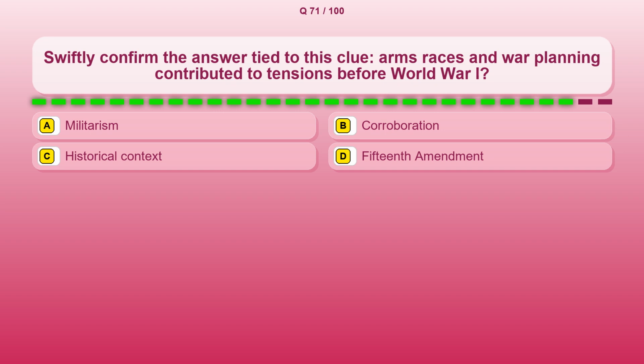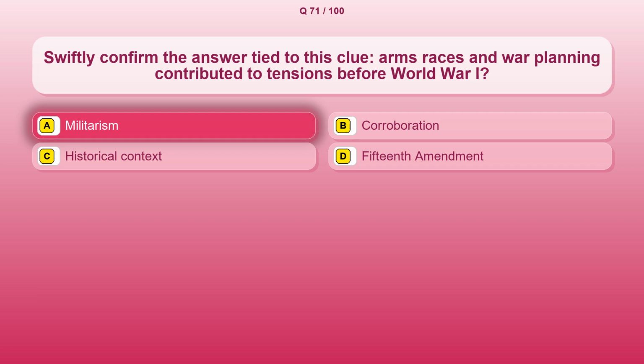Question 71. Swiftly confirm the answer tied to this clue. Arms races and war planning contributed to tensions before World War I. Option A, militarism. Option B, corroboration. Option C, historical context. Option D, 15th Amendment.